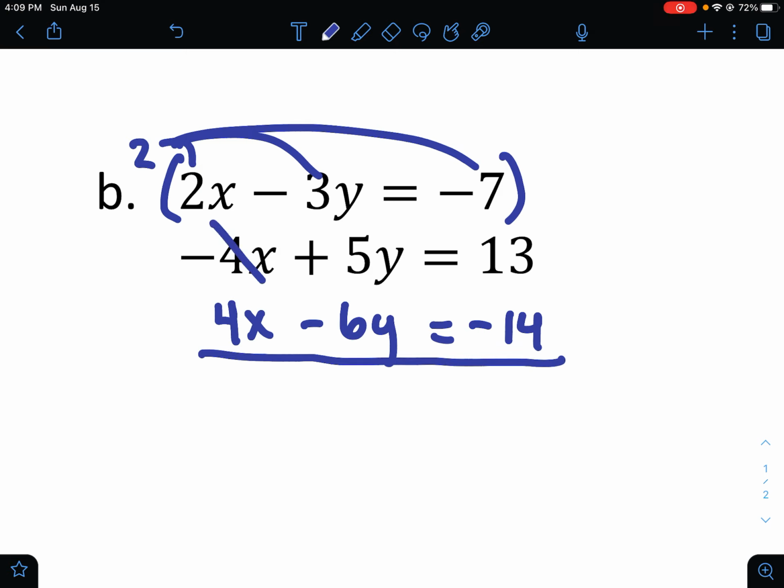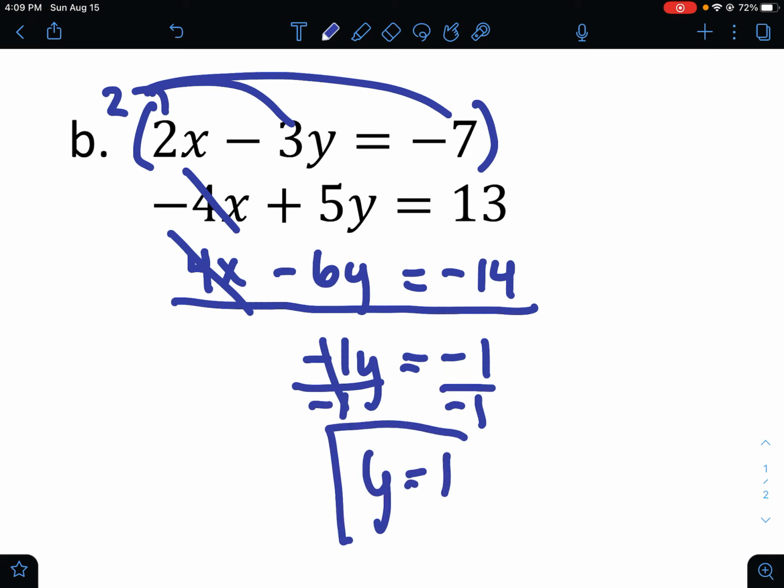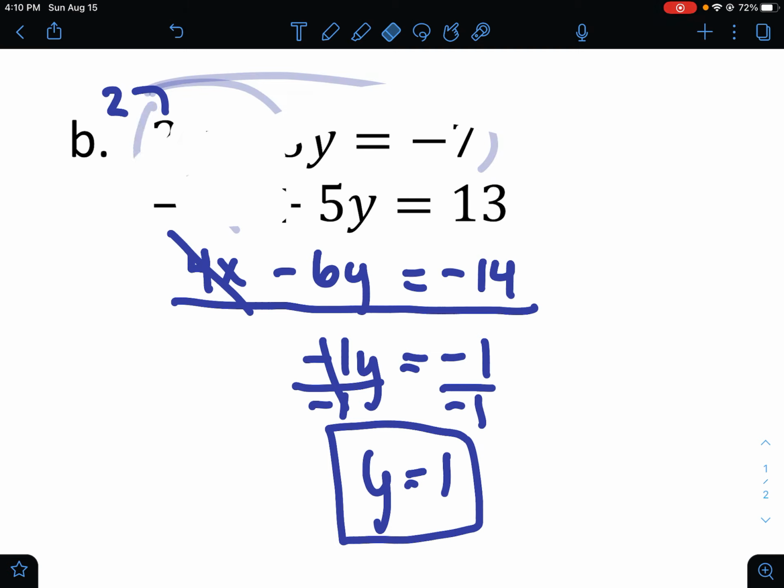So my x's this time are going to cancel out, and then 5y and a negative 6y is negative 1y, and 13 and negative 14 is negative 1. Now I do need to get rid of that negative 1, so I'll divide, and y equals 1. Now again, not quite there, not quite done yet. I do need to find x, so I'm going to go back up here.